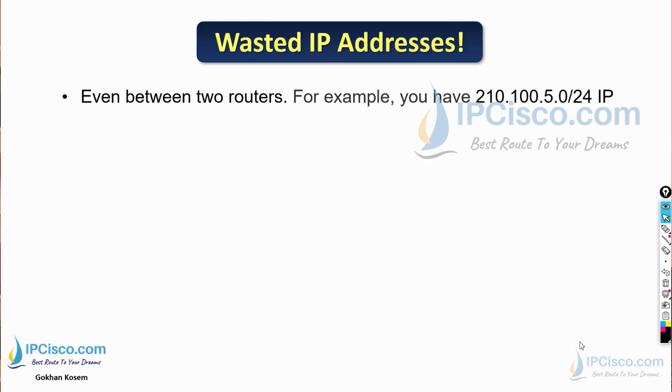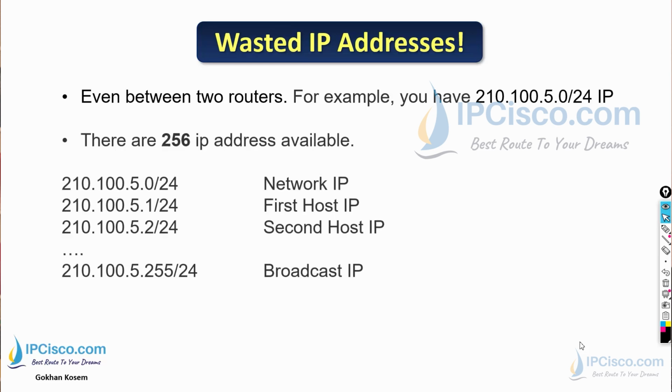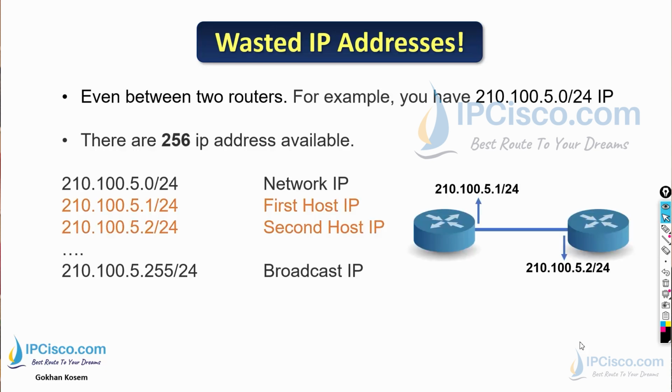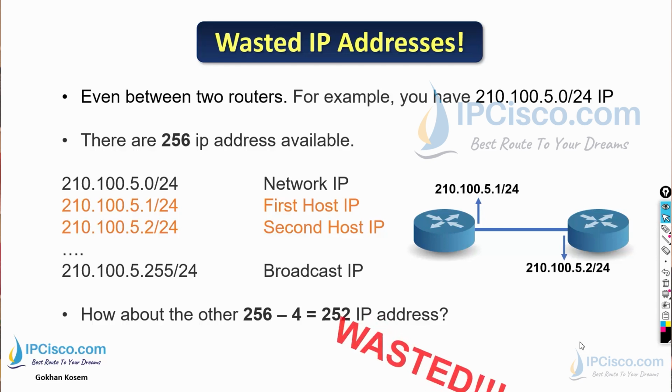Another example is about connecting two routers. For example, you have an IP block with /24. With this IP block, you will have 256 IP addresses available. The first address will be the network address. The last one will be the broadcast IP address, and you will use two interface IP addresses in the middle. So in total, 4 IP addresses will be used. But what about the others? What about the other 252 IP addresses? They will be wasted.